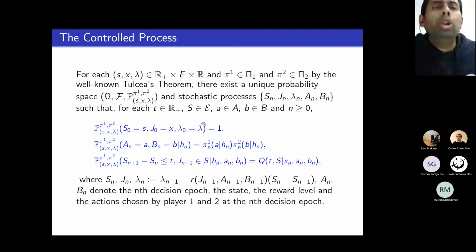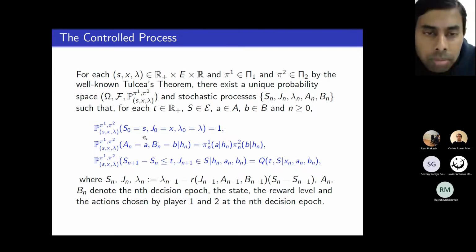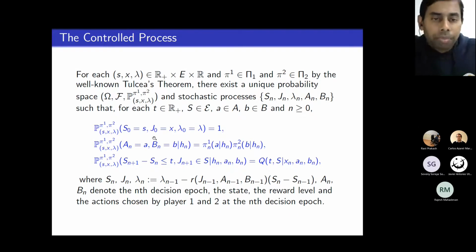Now, what are these stochastic processes? While describing the evolution of the process, I said you start from time 0, but that is not necessary. You can define any time as your time 0. So suppose the process starts from time s. Then s0 is the initial time, j0 is the initial state, and lambda 0 is the initial reward level.